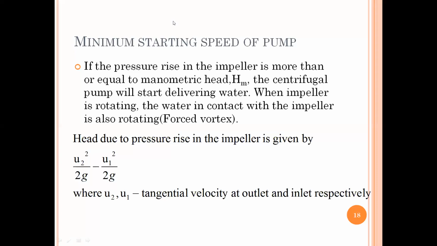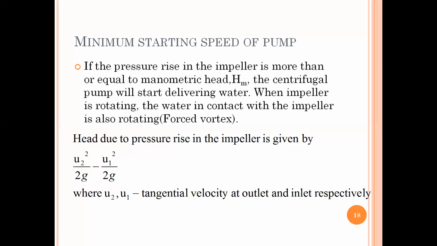Now here, your centrifugal pump is an example of a forced vortex. Forced vortex I will be doing in detail in the Google Meet class. And here the head due to pressure rise in the impeller is given by U2 square by 2g minus U1 square by 2g. So this is the head due to pressure rise in the impeller, and this is the case of your centrifugal pump, which is an example of forced vortex.